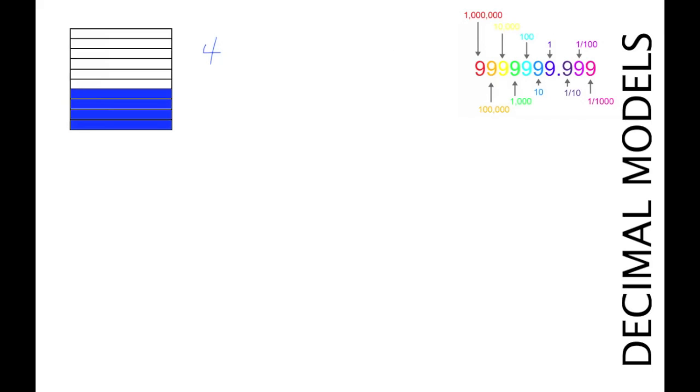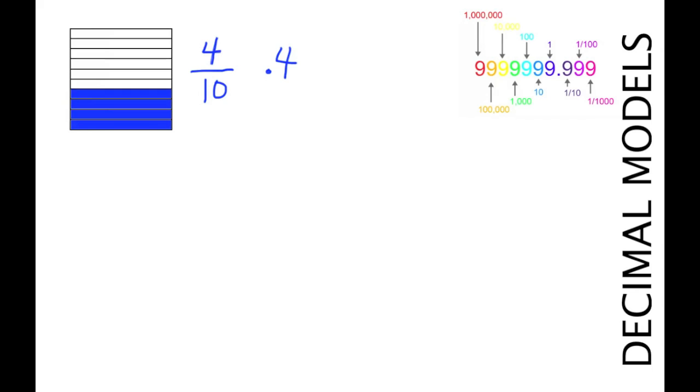That's not a very good pen. Let's get a better one. Could say I have 4 parts out of 10, 4 tenths, and as a decimal, that's a decimal point with a 4 in the tenths place, 4 tenths.